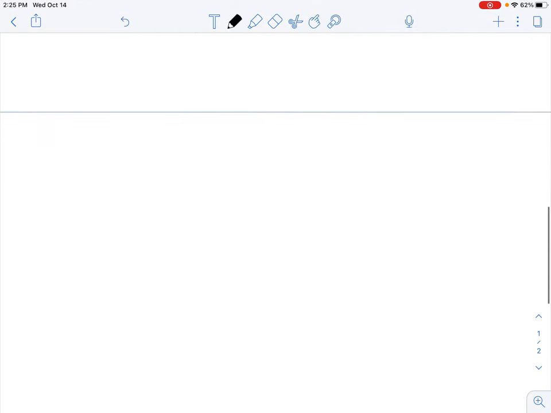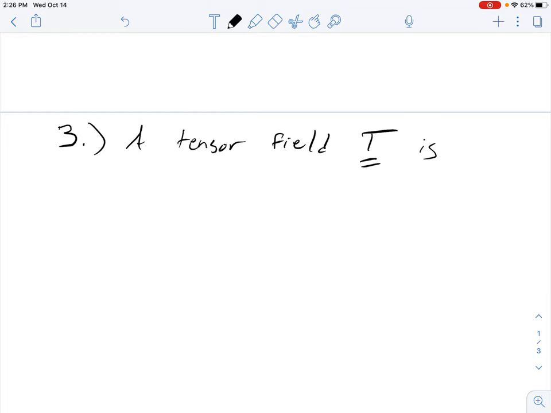Okay, and then three is a tensor field. Is again a function mapping each point of R, but now it's to the space of linear operators on the tangent space to R at that point. That's a mouthful right there, isn't it?